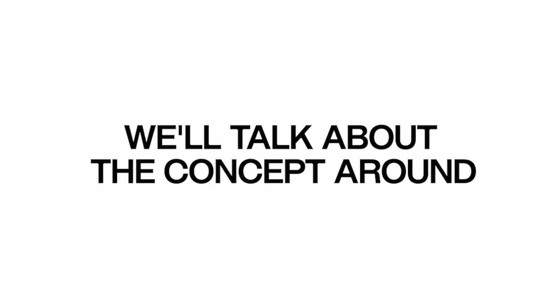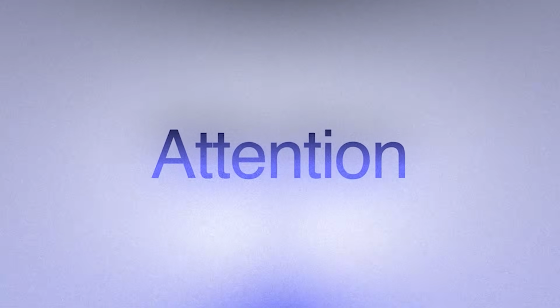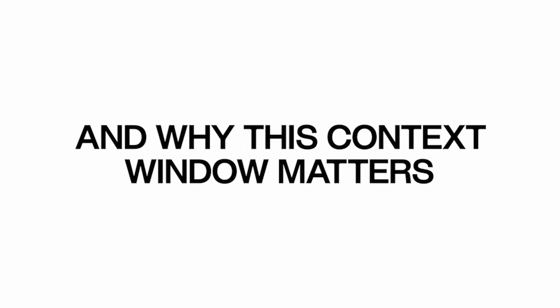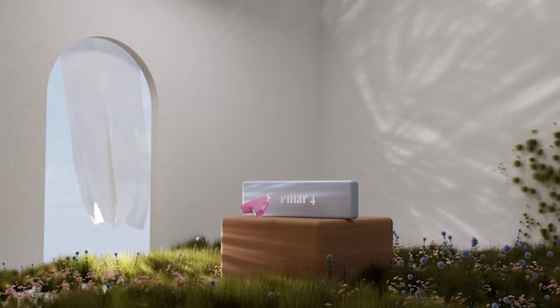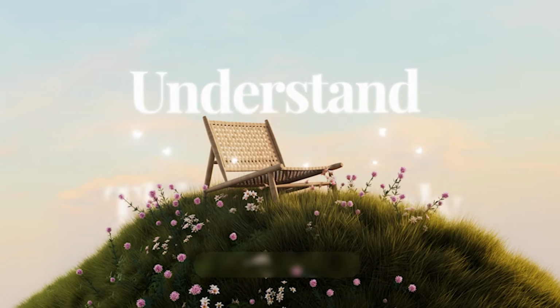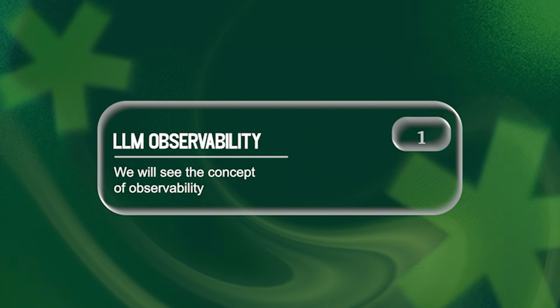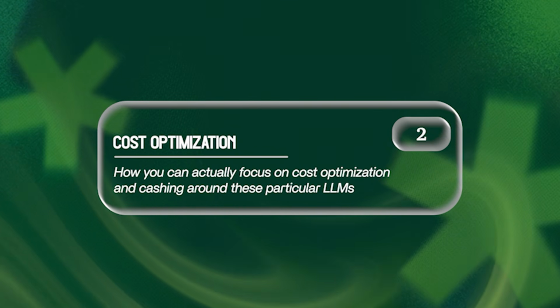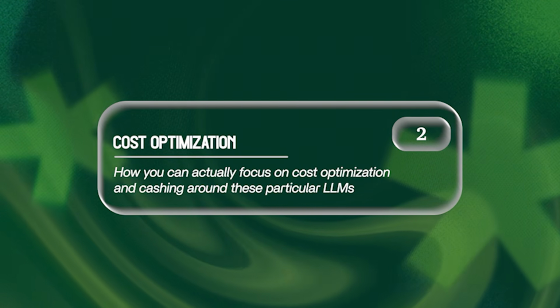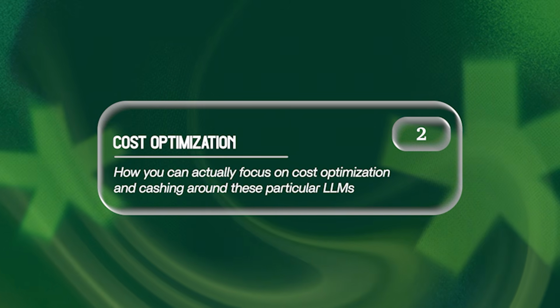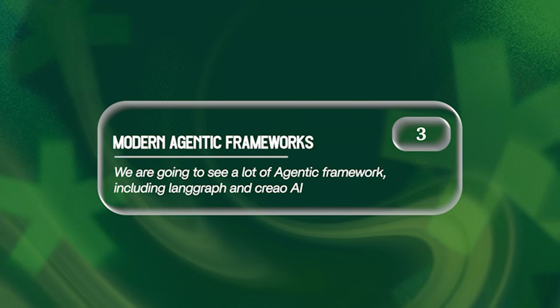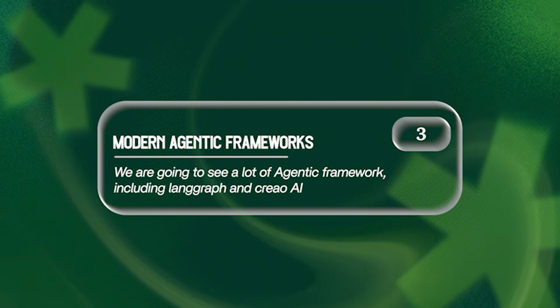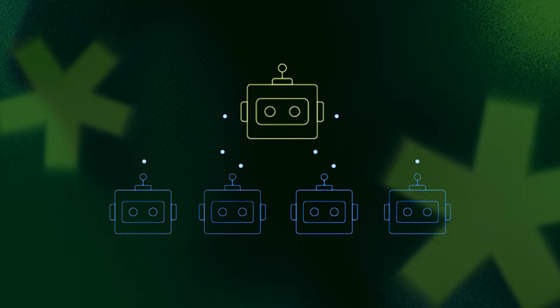We'll talk about the concept around tokenization, attention, embedding, and why this context window matters. All of these fundamentals will actually help you understand things in a much deeper way. Along with these major 4 pillars, we are going to talk about a lot of advanced concepts as well. We'll see the concept of observability and tracing in LLMs, how you can focus on cost optimizations and caching around these particular LLMs. We are going to see a lot of agentic frameworks, including LangGraph, CrewAI, and whatnot.